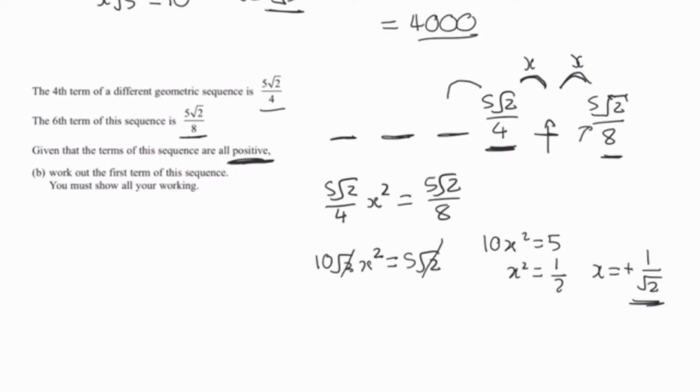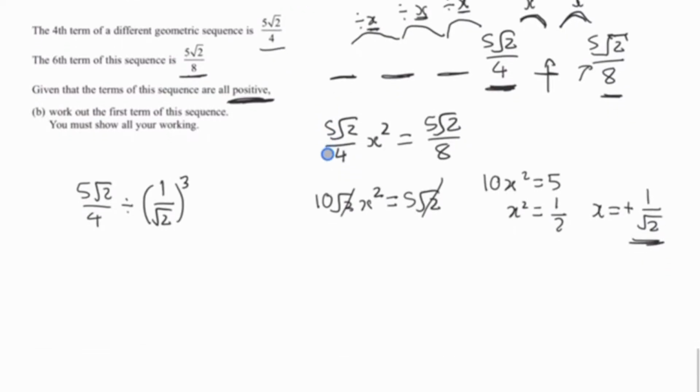So to go from the fourth term to the third term, we're going to divide by x. To do that again, we're going to divide by x one more time. And to reach the first term, we're going to divide by x again. So in total, we're dividing by x 3 times in a row, so we're dividing by x cubed in that sense. So to go from the fourth term to the first term, all we do is 5 root 2 over 4 divided by x cubed. So that is 1 over root 2 all cubed.